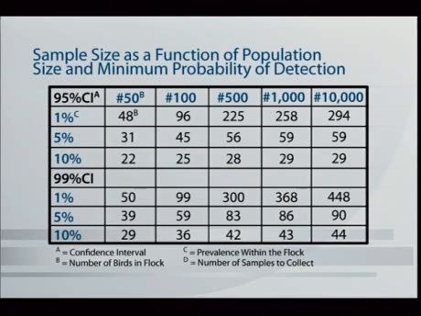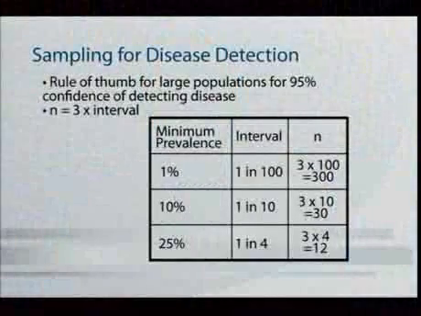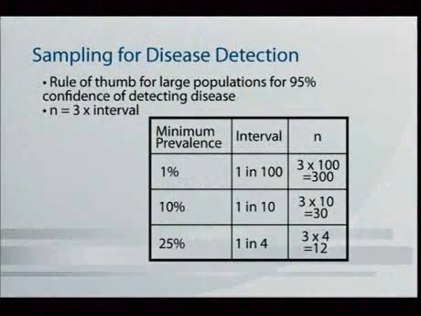Now, another way to look at this is that if you don't have this table with you when you're out in the field, you can use the 95% confidence, determining the number of samples by using 3 times the interval. So in other words, if we have a prevalence of 1%, the interval is 1 in 100. So 3 times 100 would be 300 samples. In the previous table, I think the number was 294, so it's relatively close.